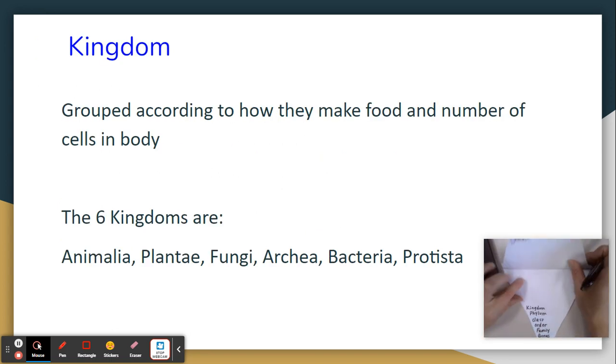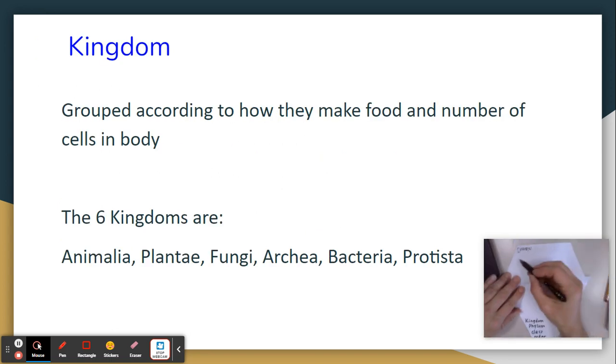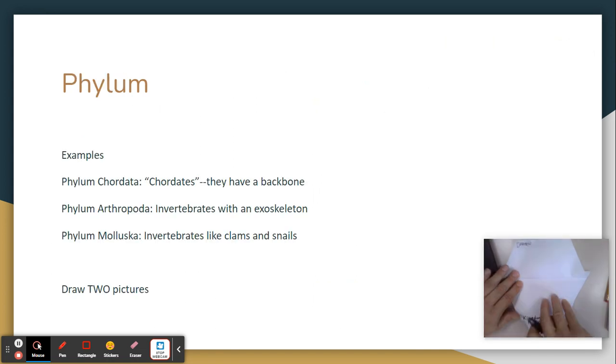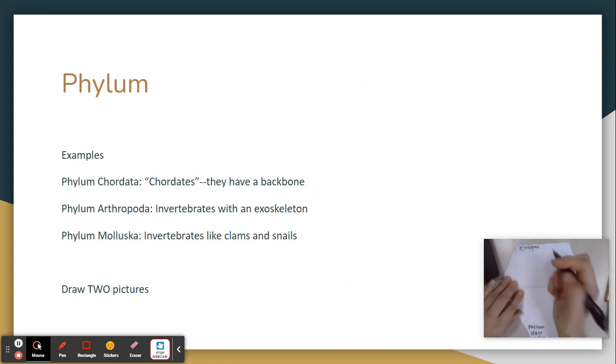Kingdom, I'm going to open up this flap, and it says grouped according to how they make food, number of cells in the body. The 6 kingdoms are, I'm going to write them down. Kingdom continued, I'm going to draw this tree. Phylum, open up phylum. I'm going to write down examples, phylum chordata, arthropoda, mollusca with some here, and I want you to draw 2 pictures, okay? 2 pictures from this information. So maybe you want to draw a clam or a snail or some sort of arthropod, okay?